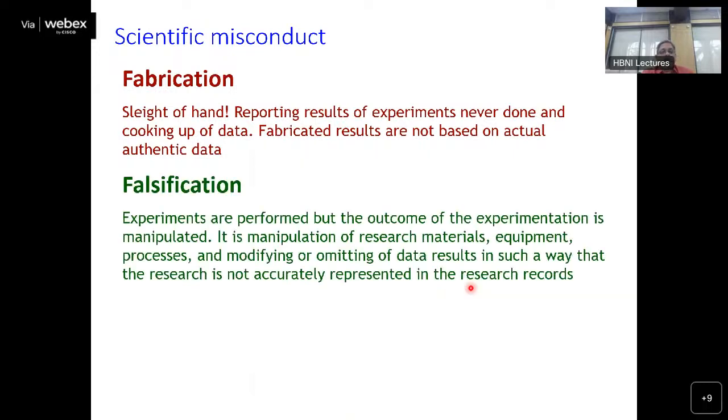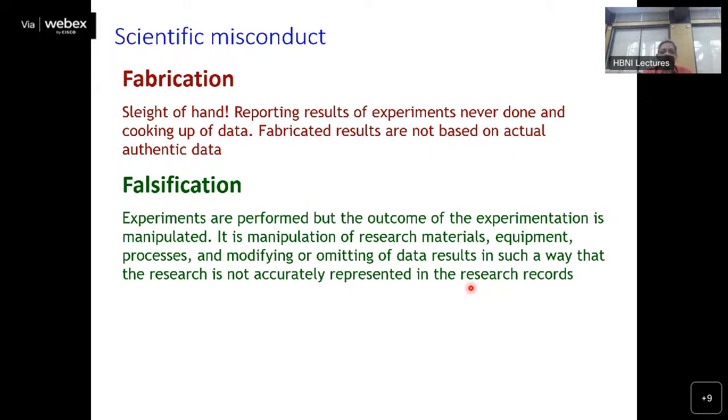Then we have falsification of data. In this case, the situation is slightly different. Here, the experiments are actually performed, or the research activity is actually carried out, but then the outcome of this research activity is manipulated by the researchers. This manipulation can happen at several points. It can be the research material which is manipulated, the equipment, or the processes.